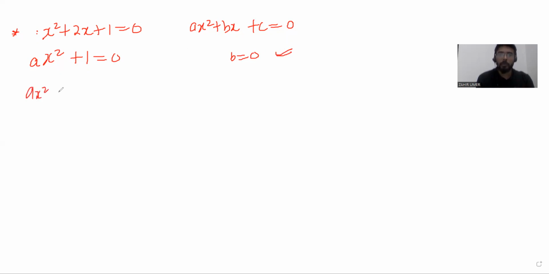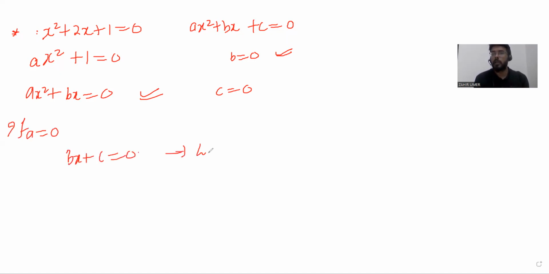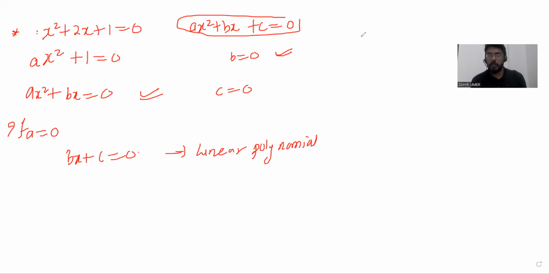Now again, ax square plus bx is equal to 0 is again a quadratic equation. So here we see that if c is equal to 0, it does not affect a quadratic equation. But if a is equal to 0, then it becomes bx plus c is equal to 0, which is a linear polynomial. So in case of a quadratic equation, ax square plus bx plus c is equal to 0, it is mandatory that a is not equal to 0. If a becomes 0, then it becomes linear.